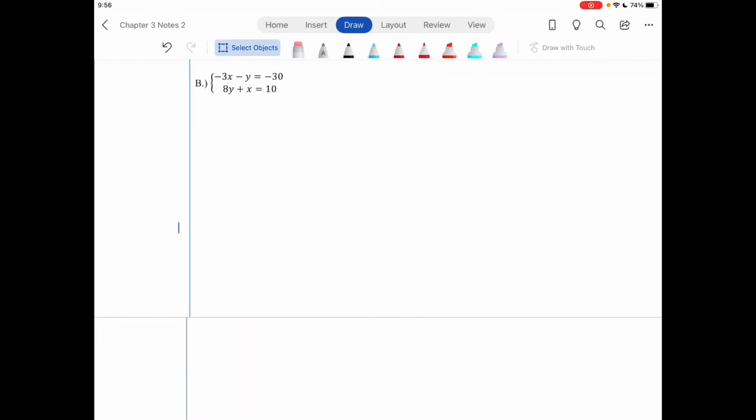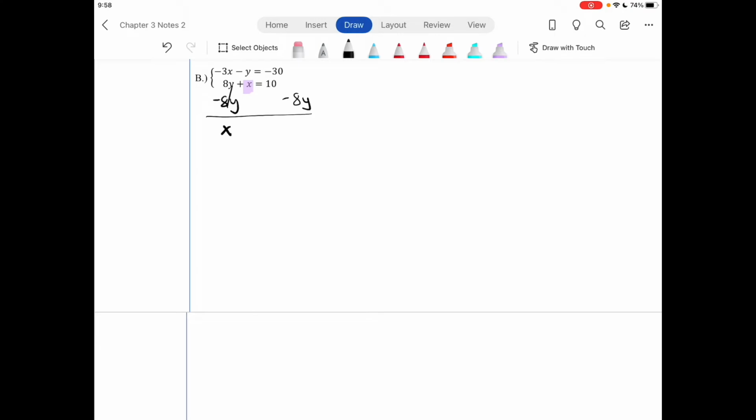With the second example, we're going to start off the same way. We want to decide which equation has a variable that's easy to get by itself. In the first equation, we have this negative y, but that would require 2 steps to get it by itself, since it's negative. In the second equation, we have a positive x. In order to get x by itself, all we need to do is subtract 8y from both sides, and x will be equal to 10 minus 8y. That is step number 1.